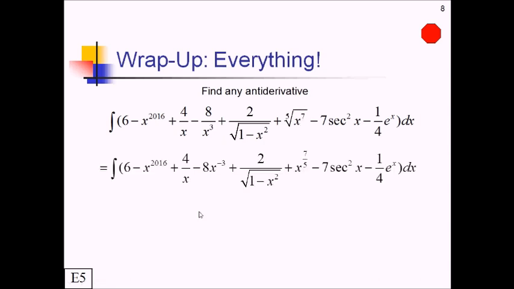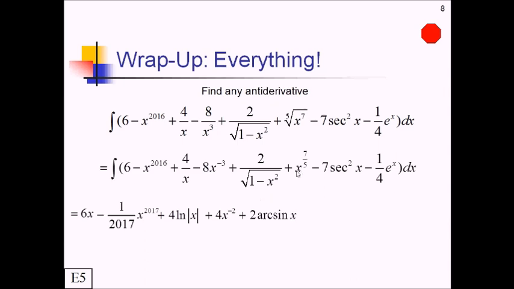All right, going through one term at a time, 6, the antiderivative is just 6x. And then this next one, we bump this up to an exponent of 2017 and divide by 2017. For this one, this is going to be 4 times the ln of absolute value of x. This one, we're going to bump that up to a negative 2. Dividing by negative 2 gives us plus 4x to the negative 2. Over here, you might recognize 1 over the square root of 1 minus x squared as the derivative of arc sine. Since there's a 2 out there, this is going to be 2 arc sine of x.